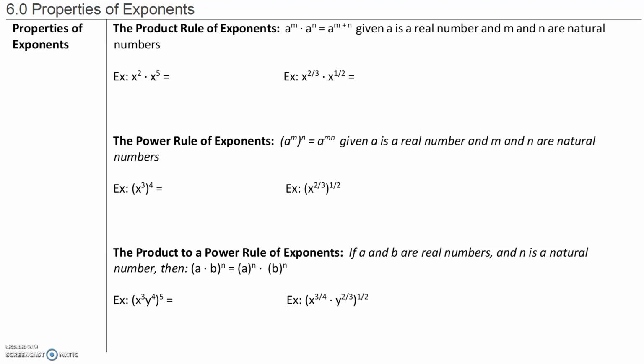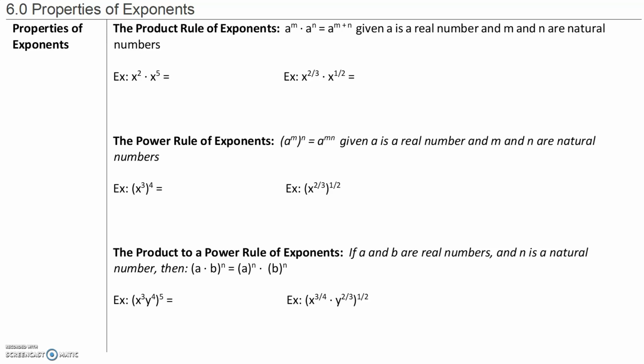Okay, so let's talk about some rules of exponents. First one is the product rule. The product rule says that if you multiply two terms with the same base, then you add the exponents. So if you have a to the m times a to the n, that equals a to the m plus n. First we're going to look at the rule, and then we're going to see why it exists.